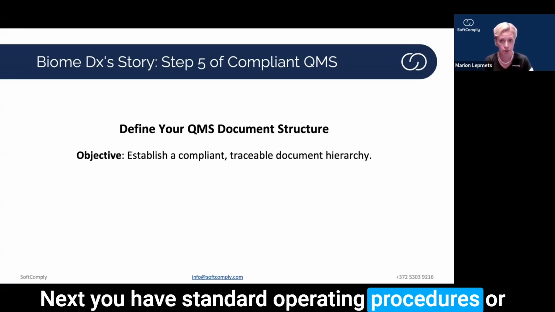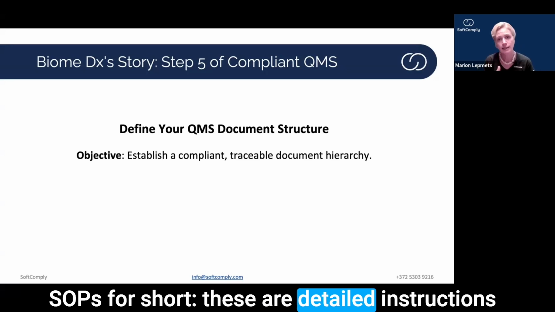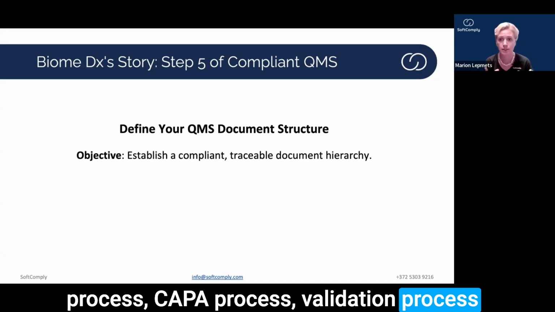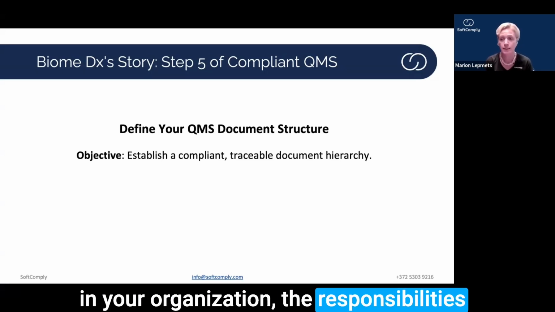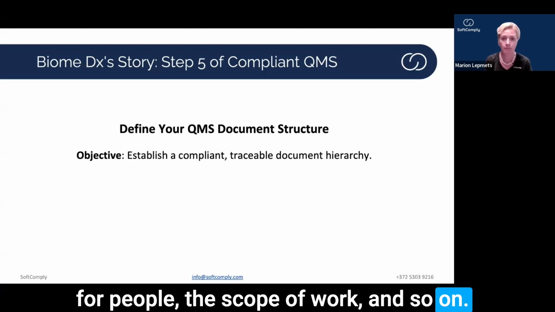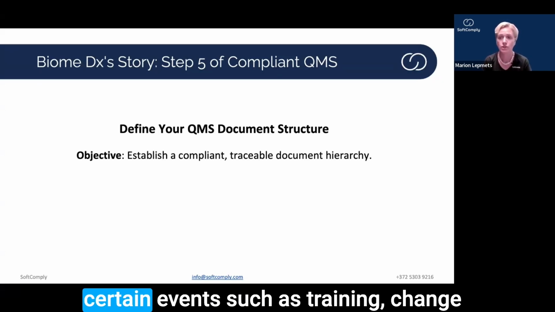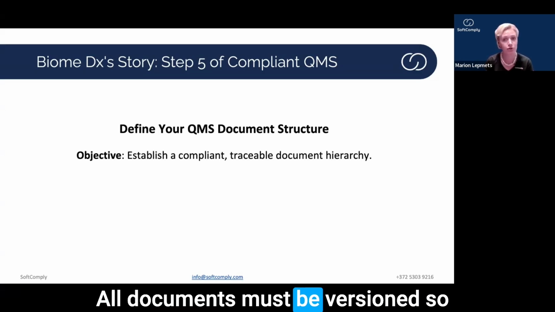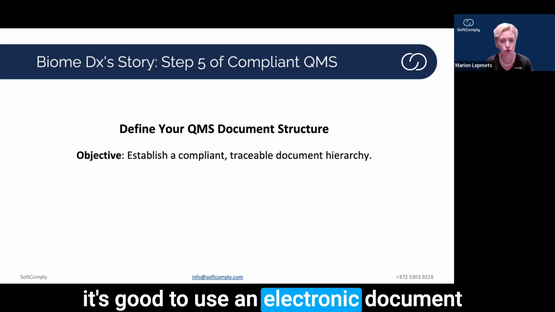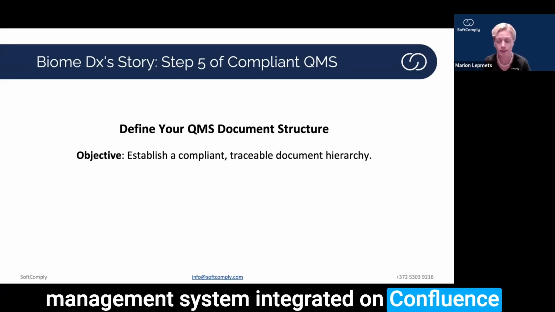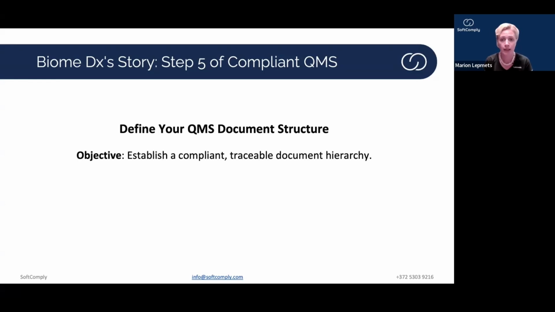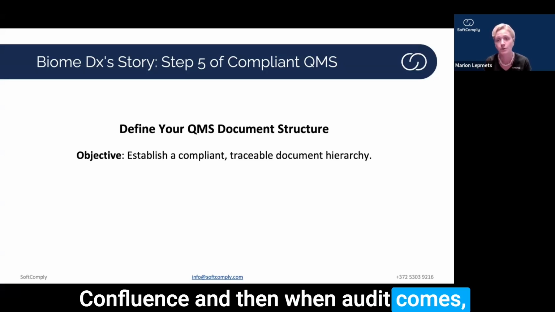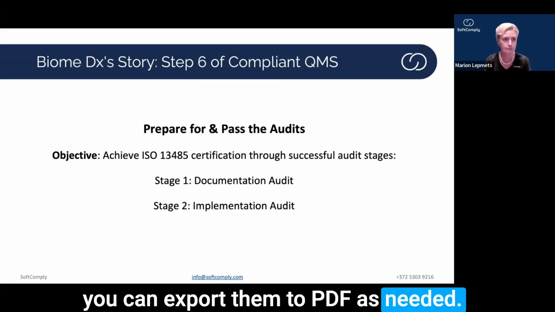Next, you have standard operating procedures, or SOPs for short. These are detailed instructions of key processes like the development process, CAPA process, validation process in your organization, the responsibilities for people, the scope of work, and so on. And templates are used to record certain events such as training, change requests, non-conformities, and so on. All documents must be versioned, so it's good to use an electronic document management system integrated in Confluence, such as SoftComply Document Manager. The documents can then be approved by quality managers and published in Confluence. And then when an audit comes, you can export them to PDF as needed.